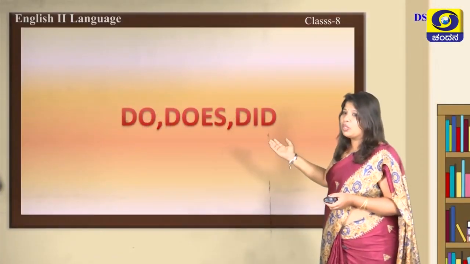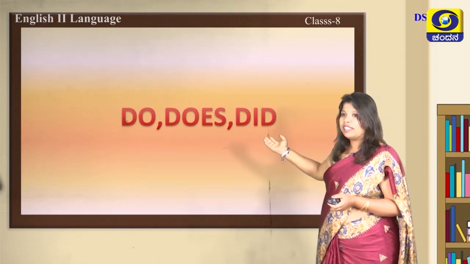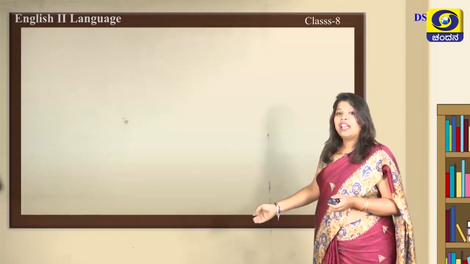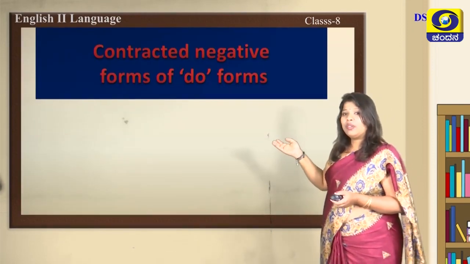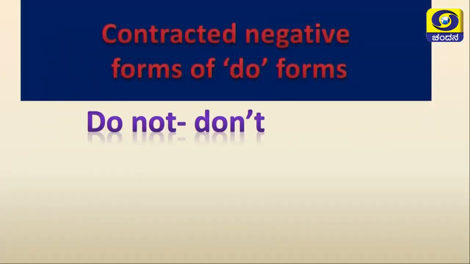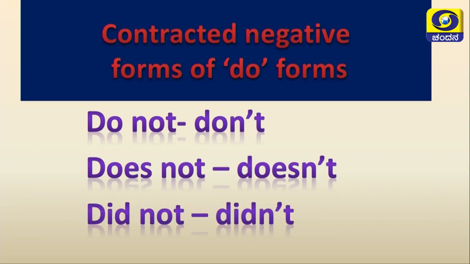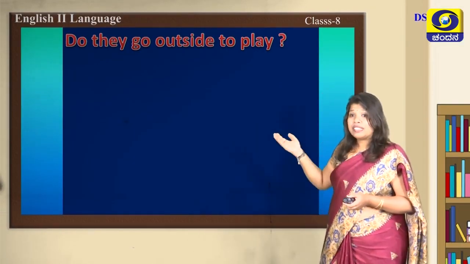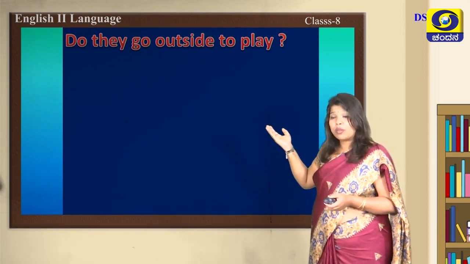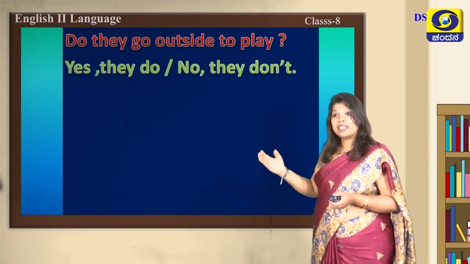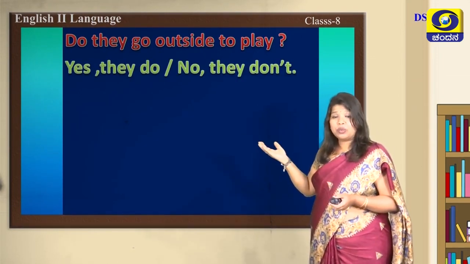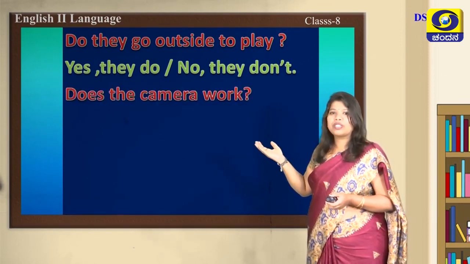Now, let's go to the do forms, children. Do, does or did. Here, we can use the contracted forms like this. Do not, don't. Does not, doesn't. Did not, didn't. Now, see the questions. Do they go outside to play? So, your answer could be yes, they do, or no, they don't.